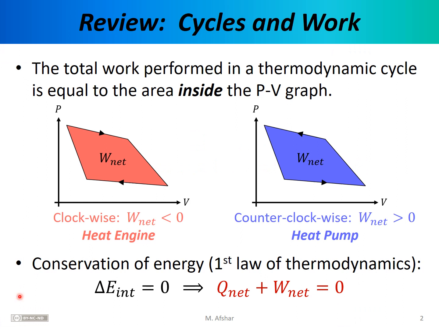In the previous lecture, I explained that we're interested in using thermodynamic cycles to perform work. The work performed in a thermodynamic cycle is equal to the area enclosed by that cycle. Of course, we can traverse the cycle in the clockwise direction or the counterclockwise direction. Any machine or device that uses a thermodynamic cycle in the clockwise direction to perform negative net work is referred to as a heat engine.